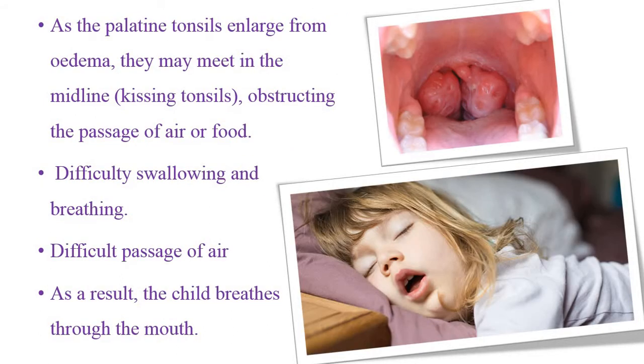Then, as these palatine tonsils are enlarging because of the inflammation and edema, when you open and see the child's mouth, you can see these tonsils meeting in the midline, and we call it kissing tonsils, which may obstruct the passage of air as well as food. Because of this, the child may have difficulty in swallowing and breathing. Because of that, the child may start to breathe through the mouth.